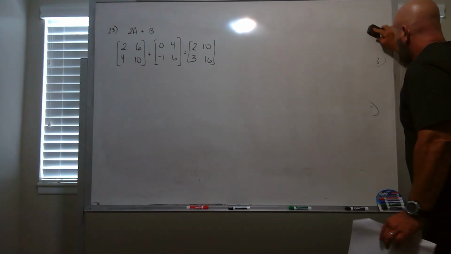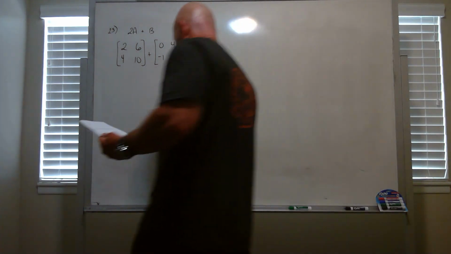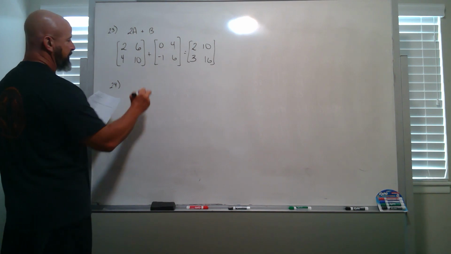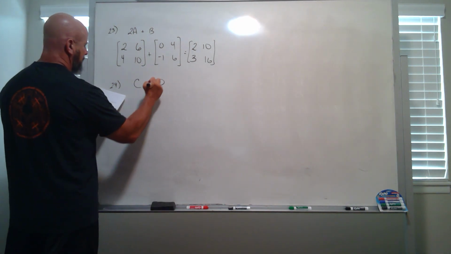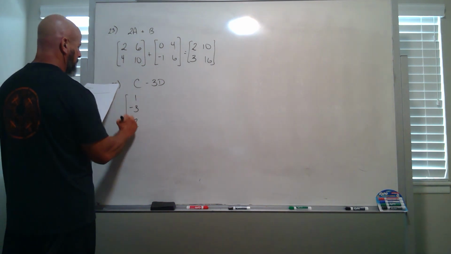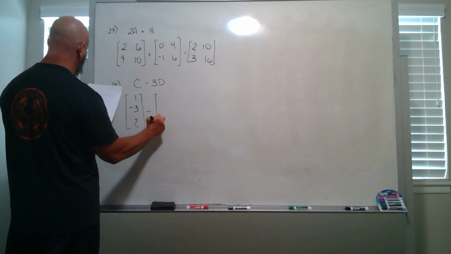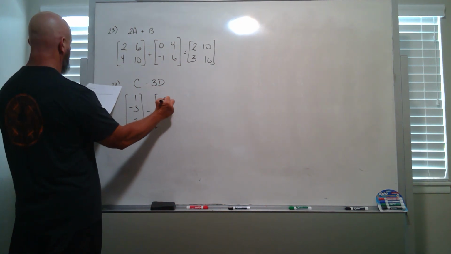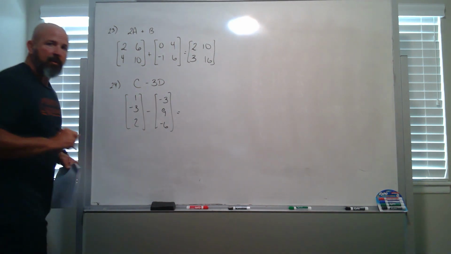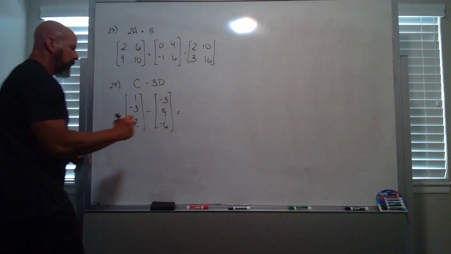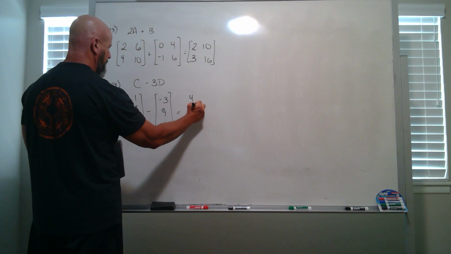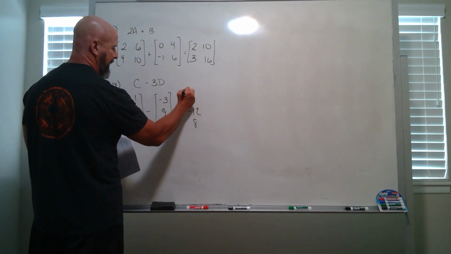Okay. So on 24, I'm asked to do c minus 3d. So I'm just going to write c down, 1, negative 3, 2, minus, and then 3 times d would be negative 3, 9, negative 6. Now I can subtract them. So 1 minus negative 3 is 4. Negative 3 minus 9 is negative 12. And 2 minus negative 6 is 8.